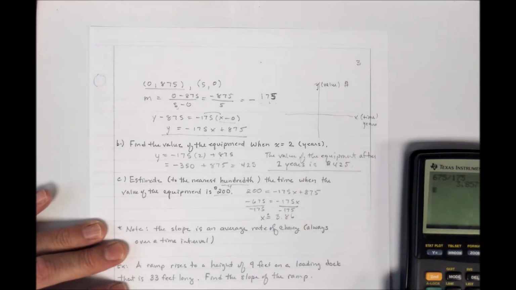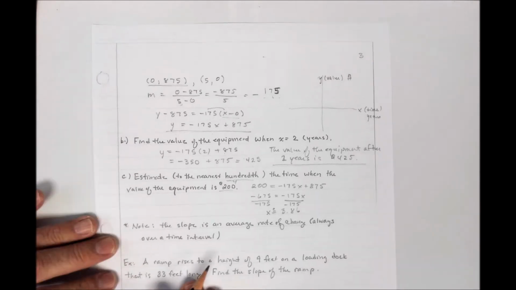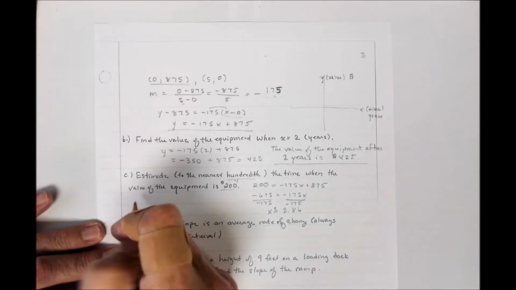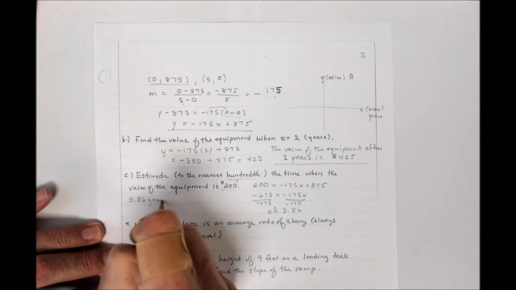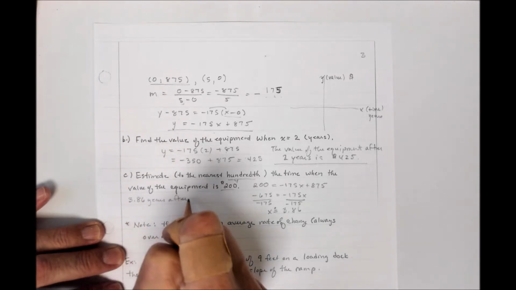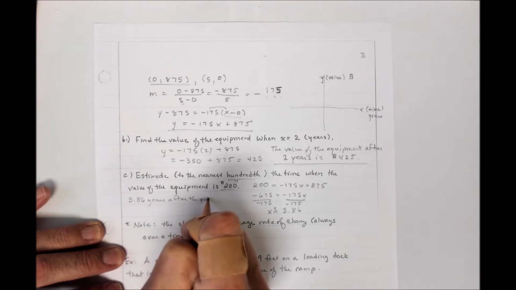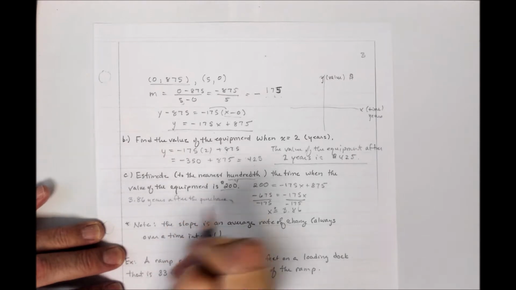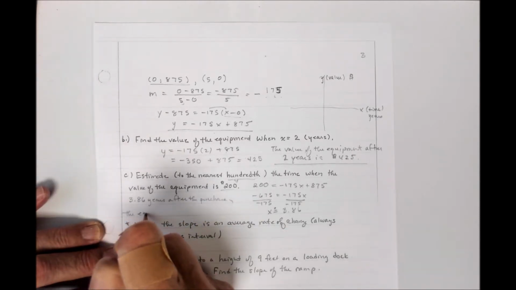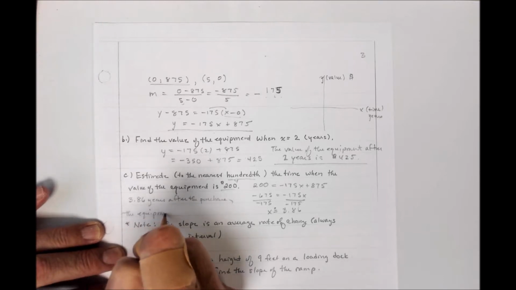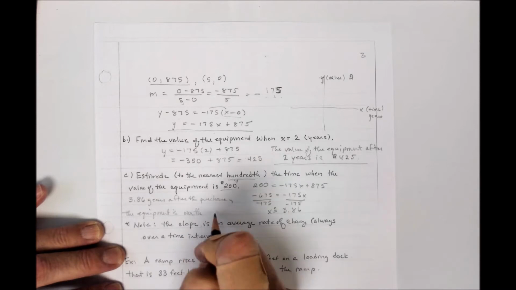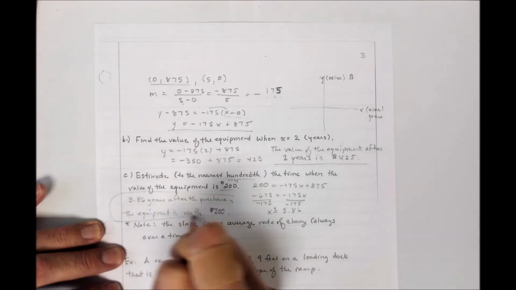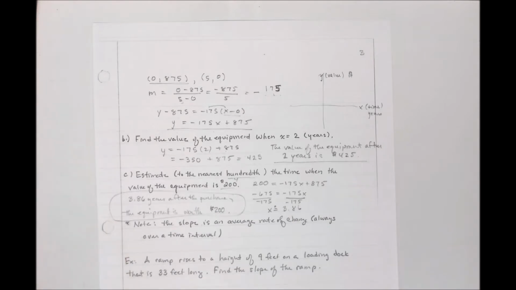Now let's answer the question. It says estimate the time when the value of the equipment is $200. 3.86 years after purchase, the equipment is worth $200. And again, short sentence, doesn't have to be a paragraph.